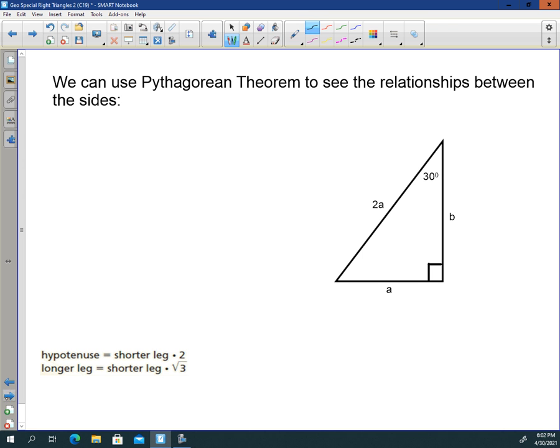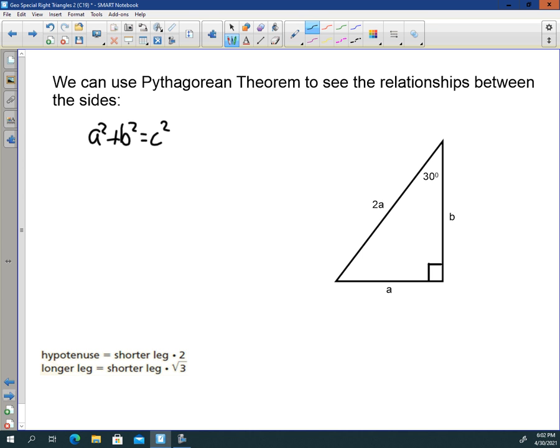So if I want to find the side lengths of any right triangle, I can use the Pythagorean theorem, and I can say that a squared plus b squared equals c squared, and I can just pop the information in there. Okay, so here's what I'm going to do.